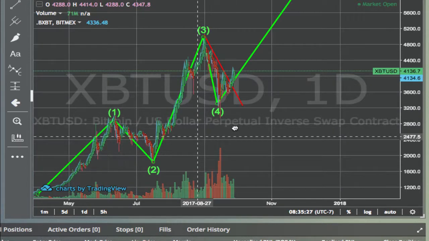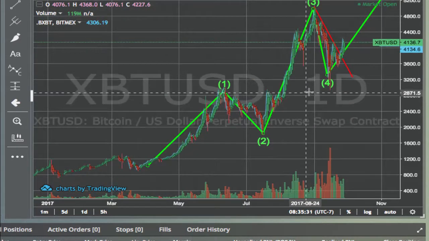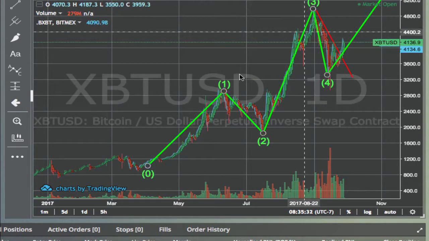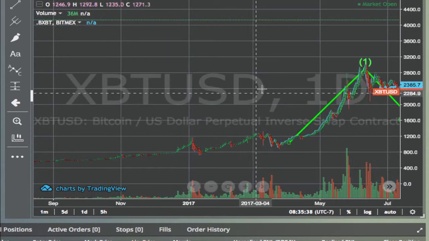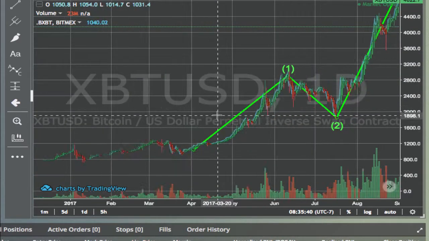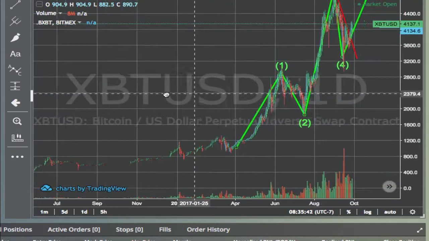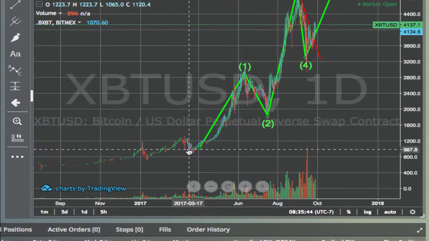The only other question I got from the webinar video is, why in this larger time frame do I start the Elliott wave here and I don't start it from here? And the simple fact is, this is a completely different market, as you guys can see right here.